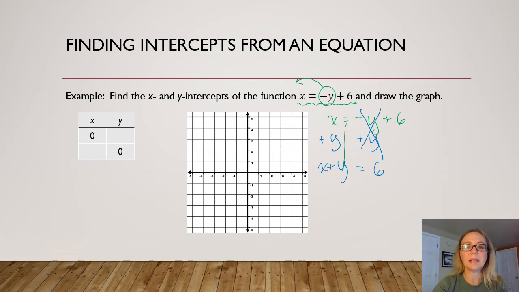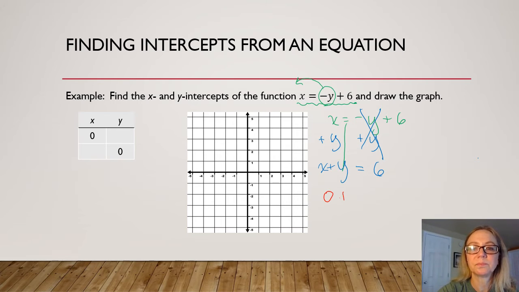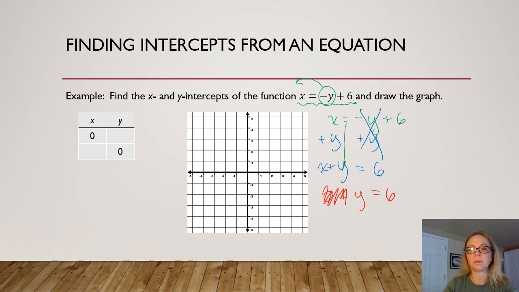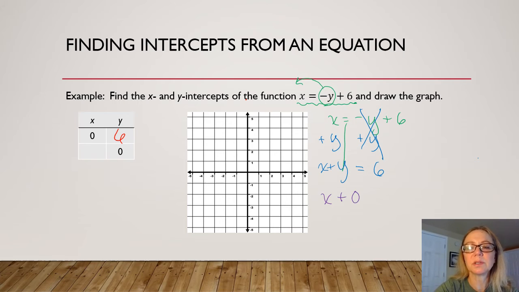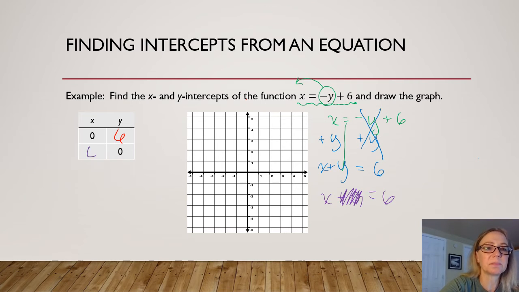When I plug in 0 for x, I see that I'm left with y equals 6. So that's the y-intercept. When I plug in 0 for y, I get x plus 0 equals 6. And adding 0 changes nothing. So that's just x equals 6.